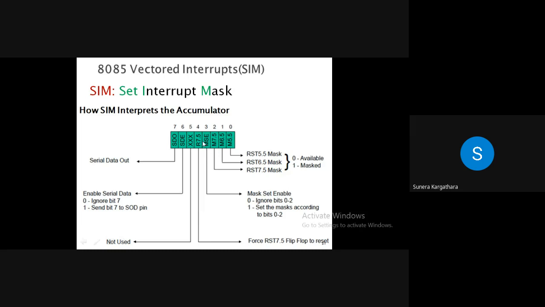MS is mask set enable. मतलब અહીંયાથી કોઈ બી interrupt ને you want to mask. You want to mask, but to mask any bit of this interrupt, first you need to enable that masking. Right? So if I enable that masking, then I can mask individual interrupts. But if I keep this 0, that means I cannot mask any interrupt. Then this will be available. Okay. So things should be clear.